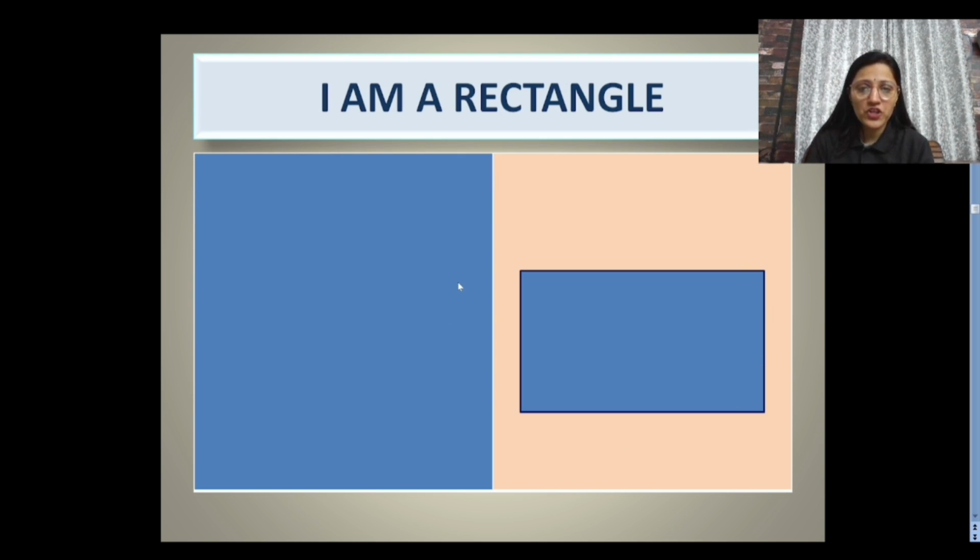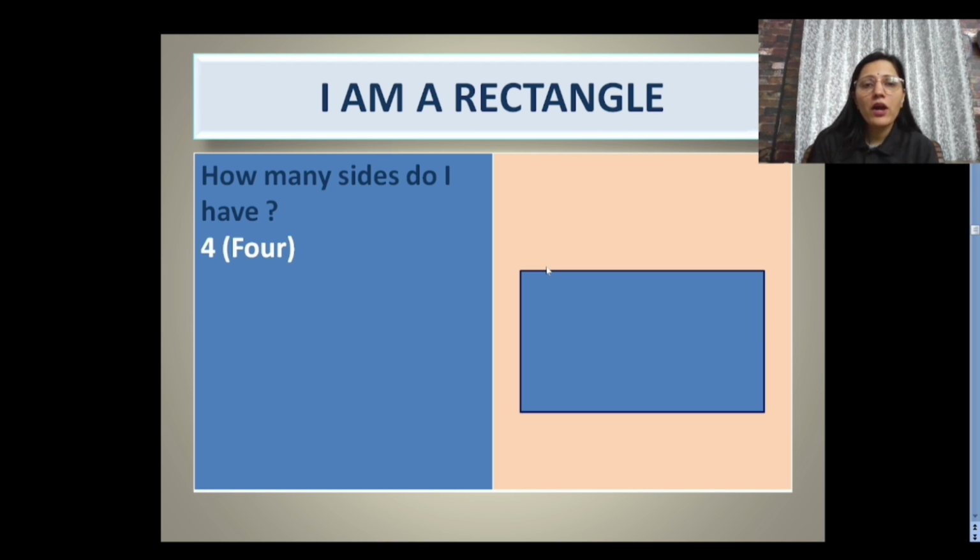This is a rectangle shape and now observe it and think about the sides and corners of a rectangle. How many sides does a rectangle have? Let's count 1, 2, 3, 4. So the answer is 4. So a rectangle has 4 sides.